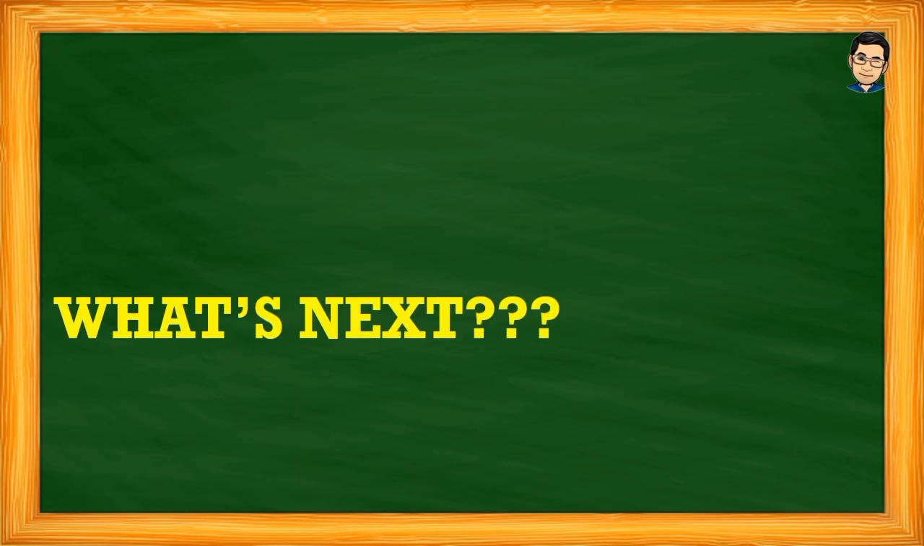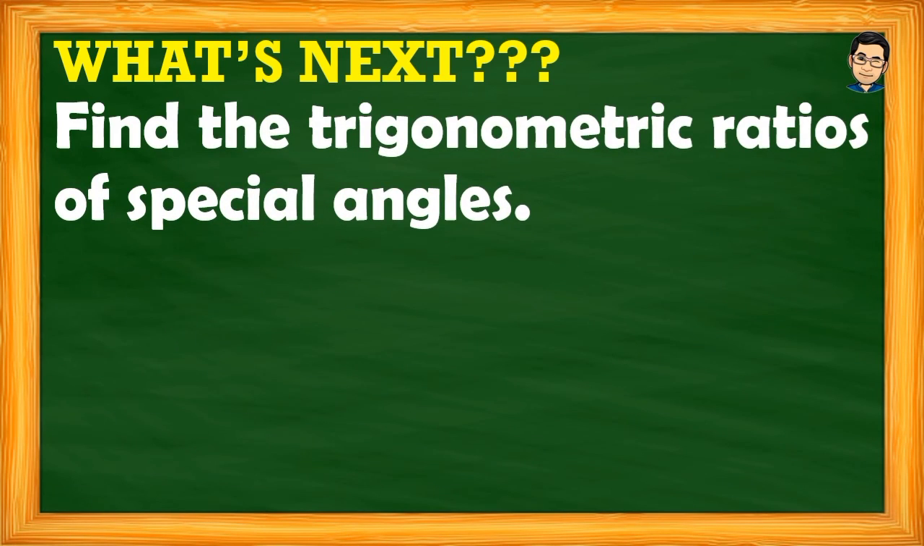So, I hope clear sa atin kung paano yung process ng pag-solve ng missing parts ng right triangle. So, for the next video lesson, dito naman, we will find the trigonometric ratios of special angles. So, yung mga special angles na yan, hindi natin kailangan ang scientific calculator para makuha yung values. So, may mga theorem tayo dyan na i-discuss.